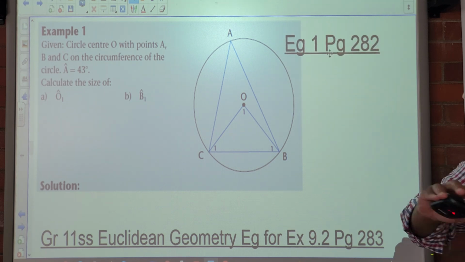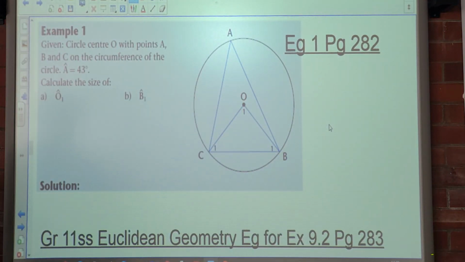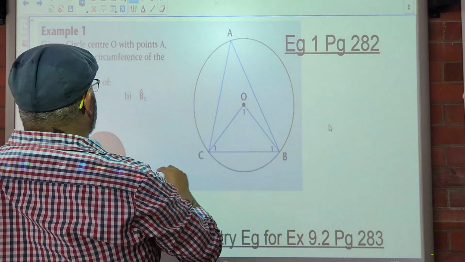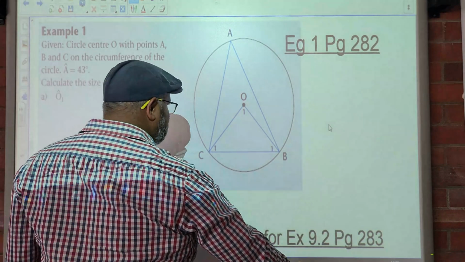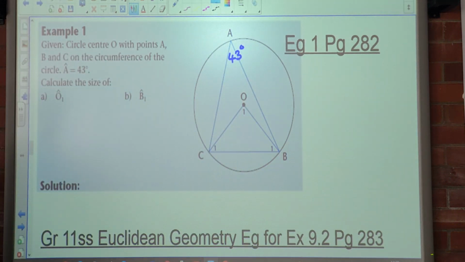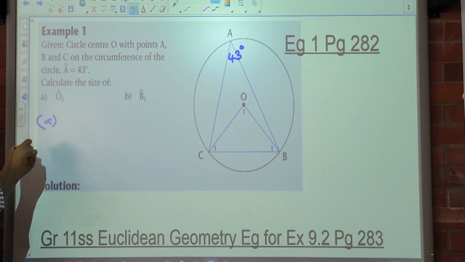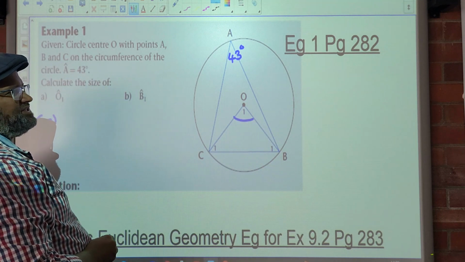So here we are told that given circle center O with points A, B and C on circumference of the circle, with angle A equal to 43 degrees. So this is 43 degrees. The question says calculate O1. So this is O1. Not so. So what's the size of O1?